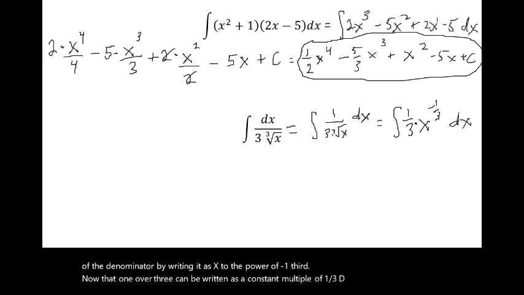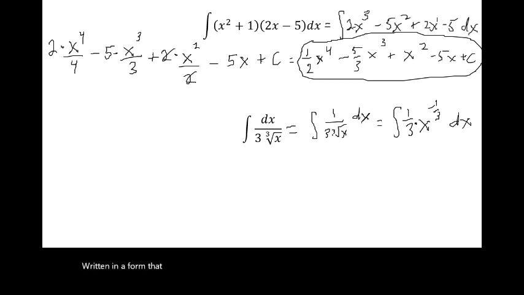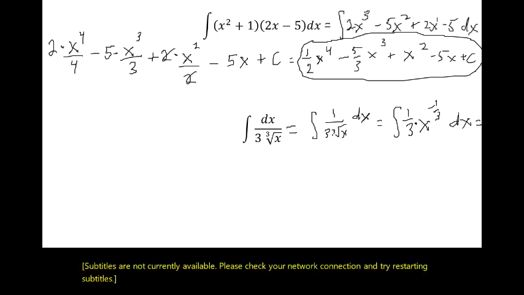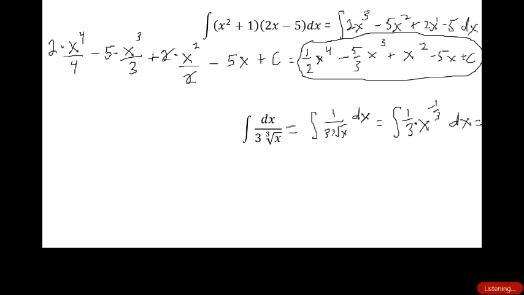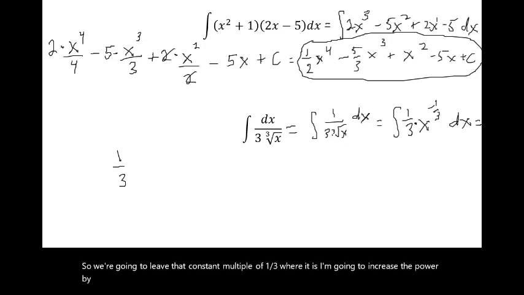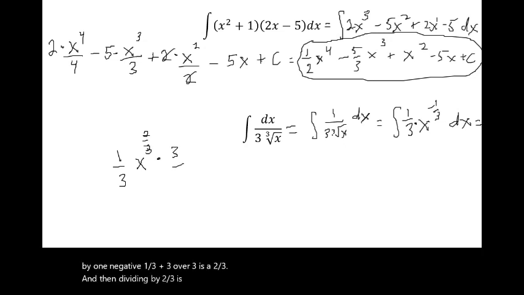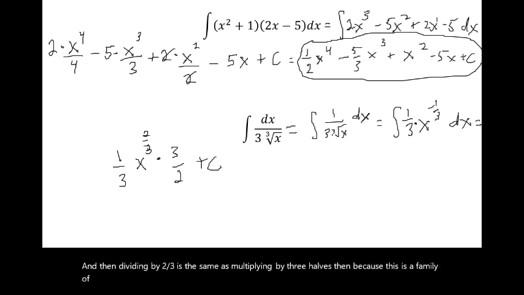So now that we have it written in a form that we can work with, we're going to use the power rule to integrate. So we're going to leave that constant multiple of 1/3 where it is. I'm going to increase the power by 1. Negative 1/3 plus 3/3 is 2/3. And then dividing by 2/3 is the same as multiplying by 3/2. Then, because this is a family of functions, don't forget the plus c.